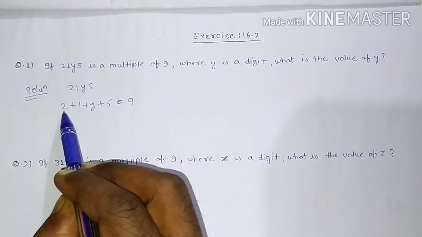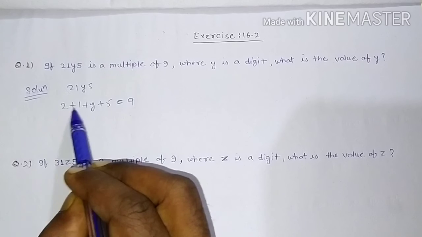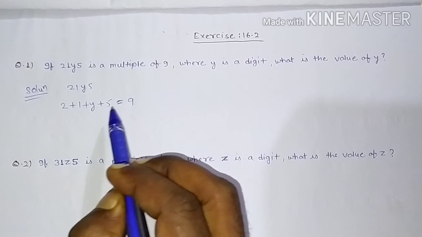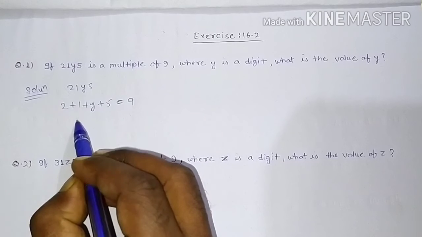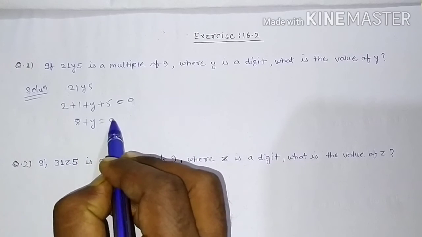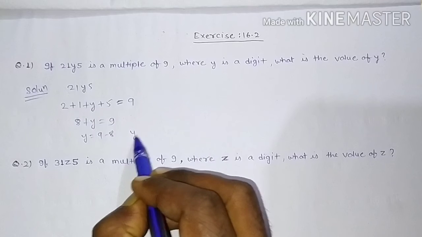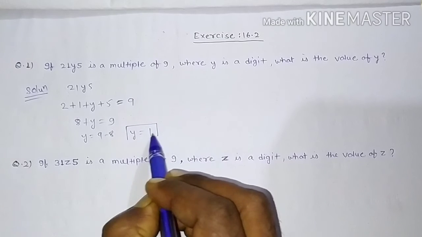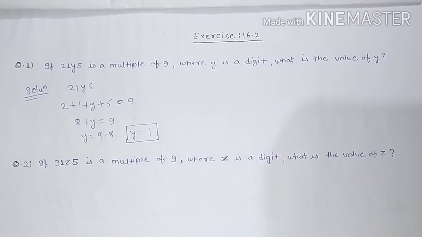Okay, the sum of digits of the number equals 9. Okay, just solve it. So 2 plus 1 is 3, 3 plus 5 is 8. So 8 plus y equals 9. Now y equals 9 minus 8. So y equals 1. Okay, now this will be the value of y.